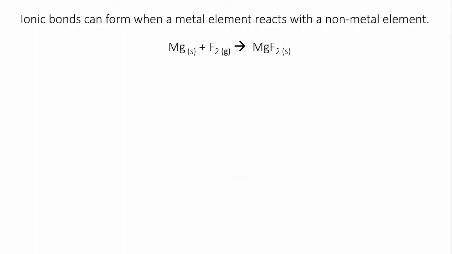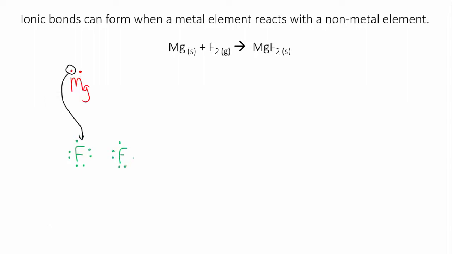So let's do another example with magnesium and fluorine. Magnesium is in group 2, so it has 2 valence electrons. And fluorine is in group 7, so it has 7 valence electrons. In order to attain a full outer shell, the magnesium needs to lose 2 electrons, but the fluorine atom only needs to gain 1. What will happen to the second electron from the magnesium?